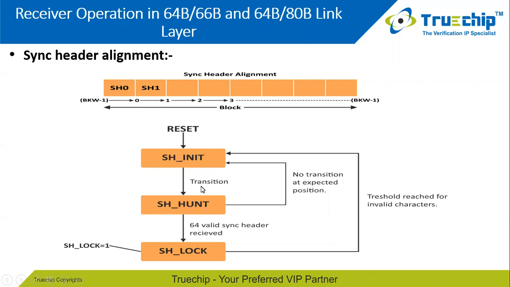After receiving the first transition, the state machine moves to SH hunt state. Here, the RX waits for a sync header transition after each block. Any invalid transition results in the state machine moving to SH init state. After detecting four continuous valid transitions, sync header alignment is achieved and the state machine moves to SH lock state.